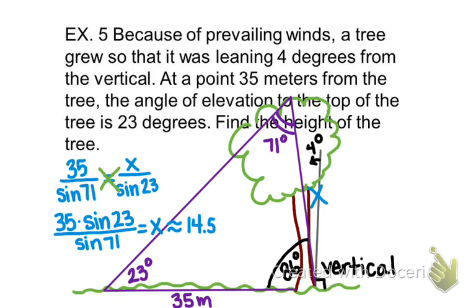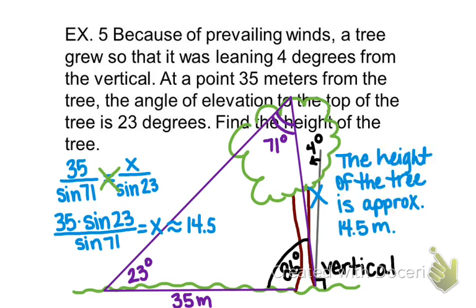Well, I'm not going to box in x is approximately 14.5 because there wasn't an x in the problem. They asked to find the height of the tree. So you always want to reword your answer to a word problem and answer whatever is being asked. So I would write the height of the tree is approximately 14.5 meters.